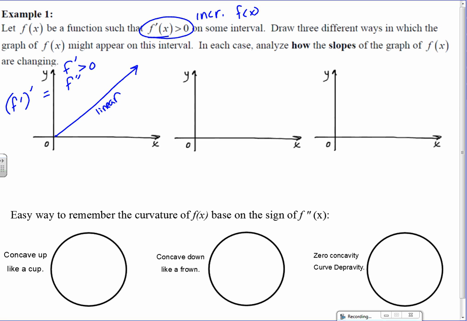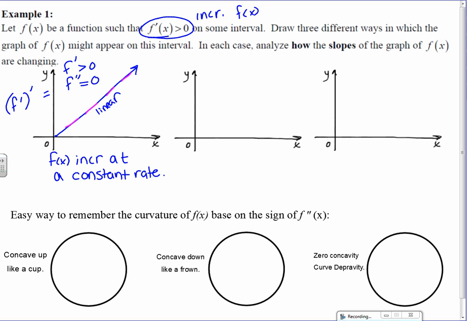So how is the rate of change along this linear function changing? Well, if I drew in tangent lines, do those slopes ever change on my tangent lines? No, they do not. This would be a second derivative that's equal to 0. The function f of x increases at a constant rate. Thus, our second derivative is equal to 0.